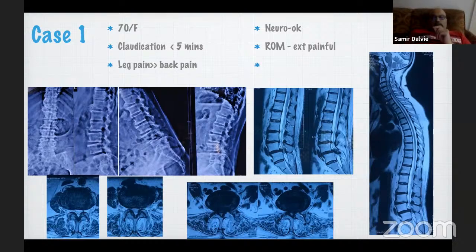But to do a proper intertransverse fusion, you have to go to the tips of the transverse process. You have to decorticate with a burr or with a nibbler till it really bleeds. You have to put the holes and tap the holes of the screws first. Then you put bone graft on that. Then you put the screws and the rod. That's the only way to do a perfect intertransverse fusion.